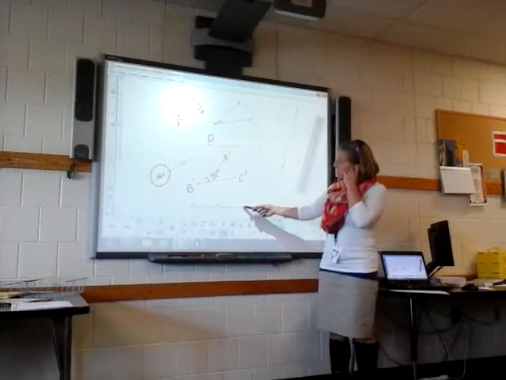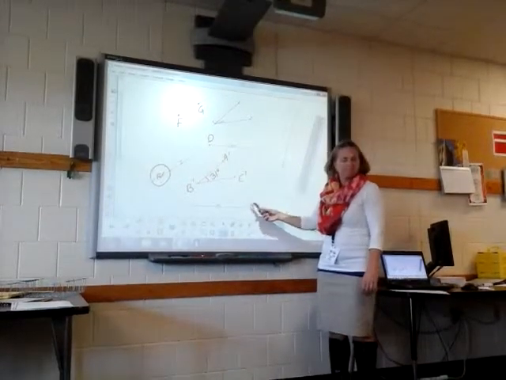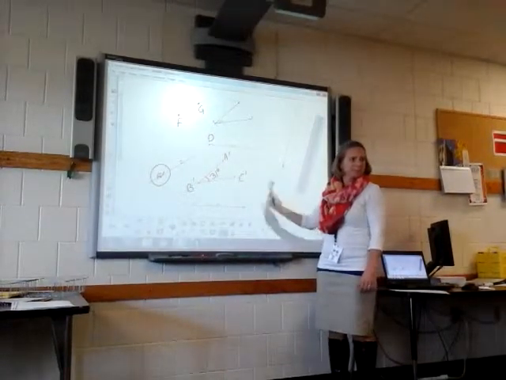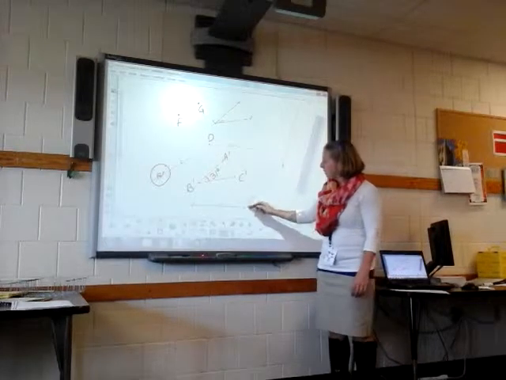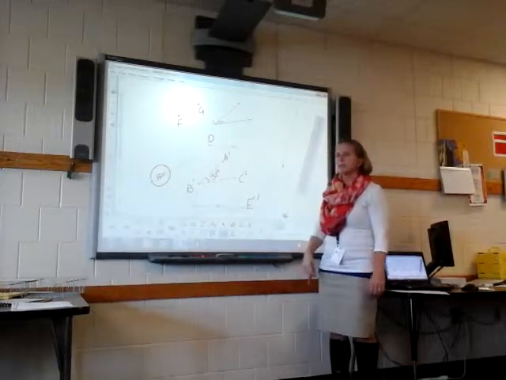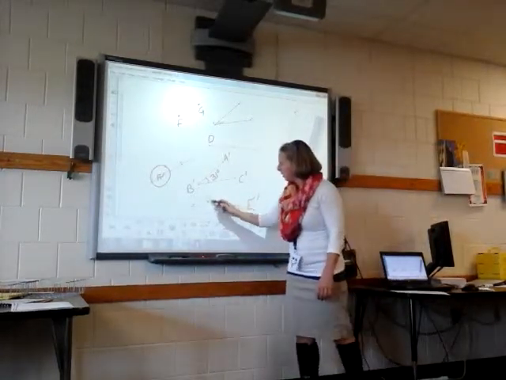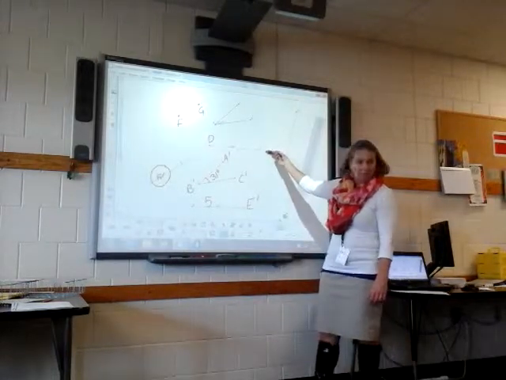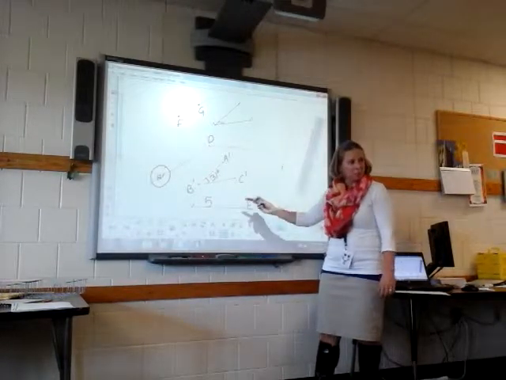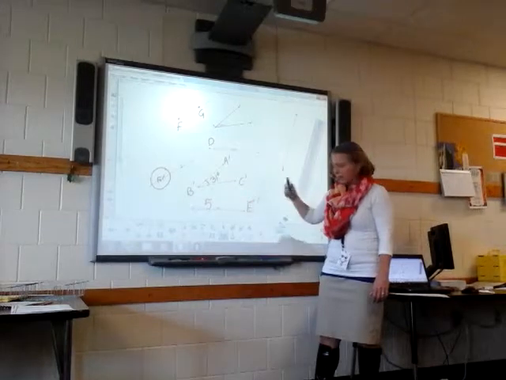Come down here, what labels are missing? E prime. I need E prime over here, and 5 centimeters. Very good. With the original being 5 centimeters, its image must be 5 centimeters.